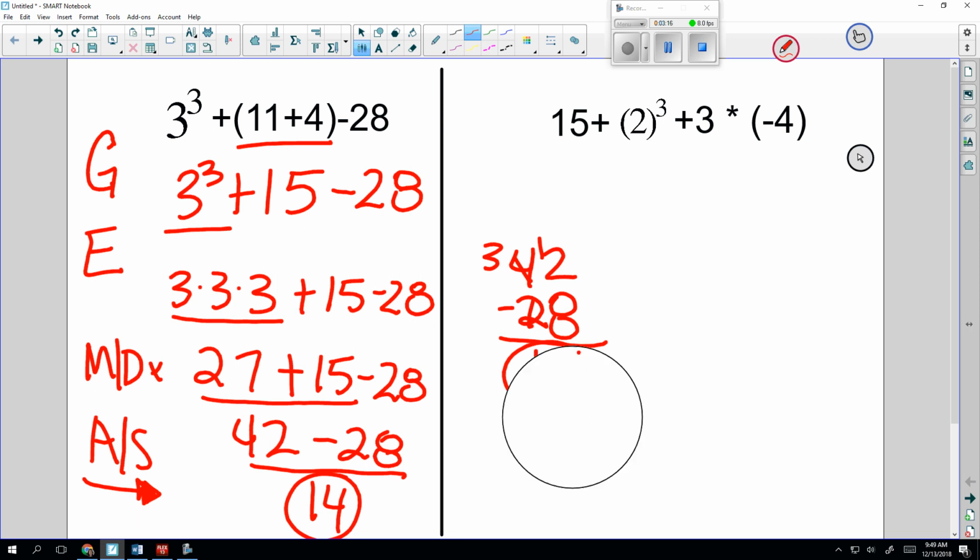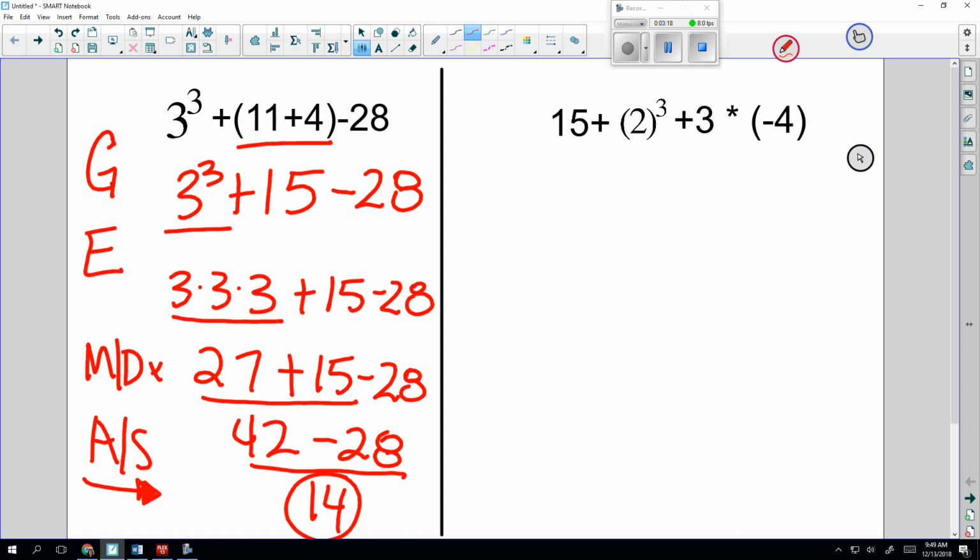Okay? So let's try the second one. This one looks a little bit more tricky. I typed this up very quickly, so just FYI, this star right here is really just a multiply dot. So it's the same as yours. I couldn't get it to work the way I wanted it to. Okay, so what's our first step? Groupings.